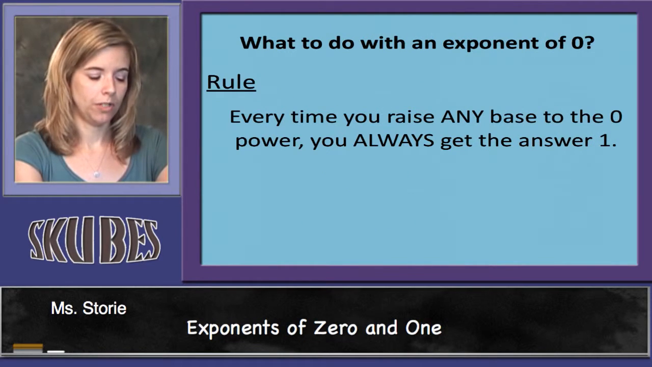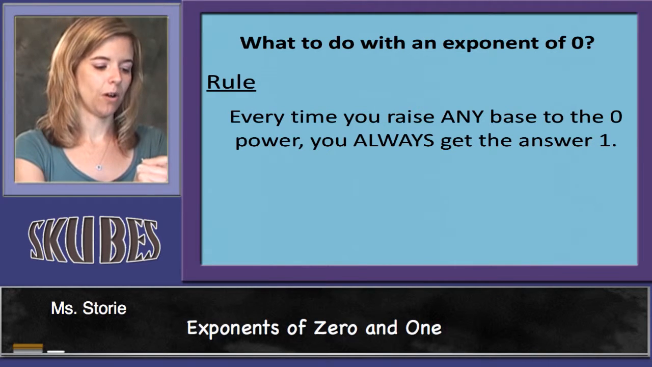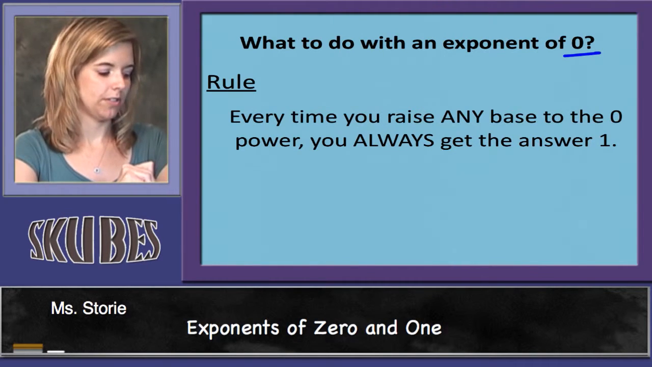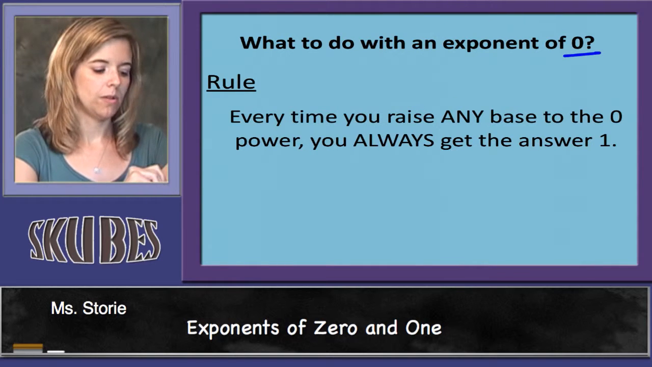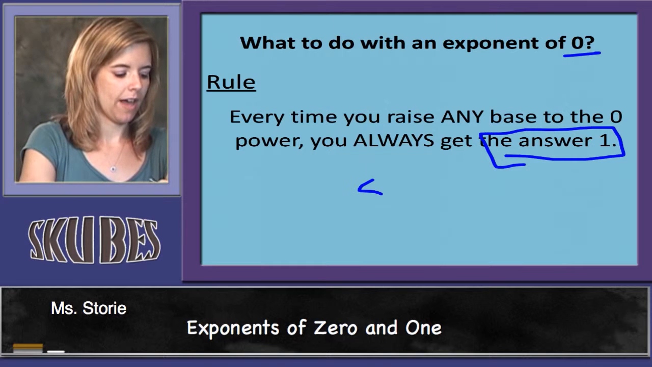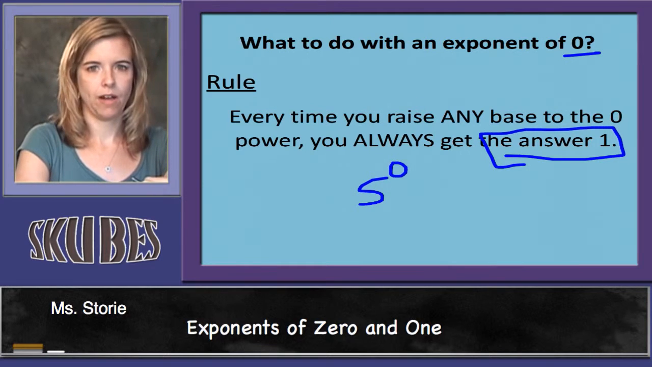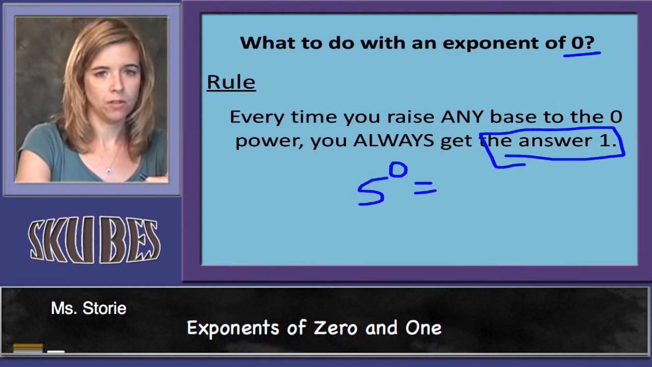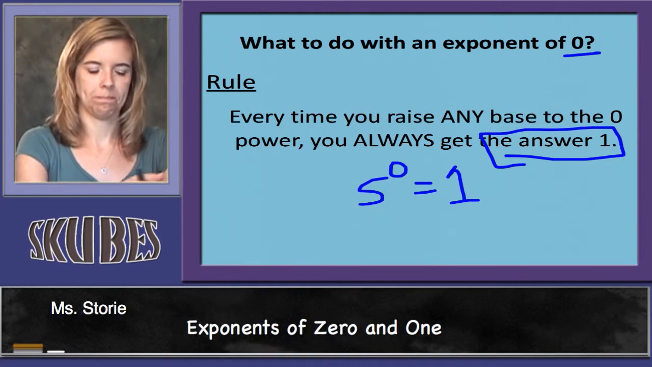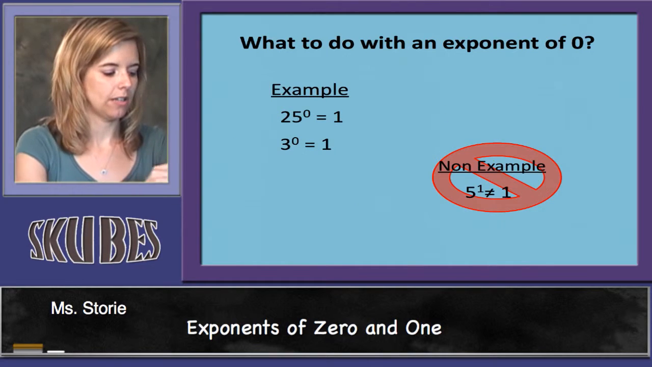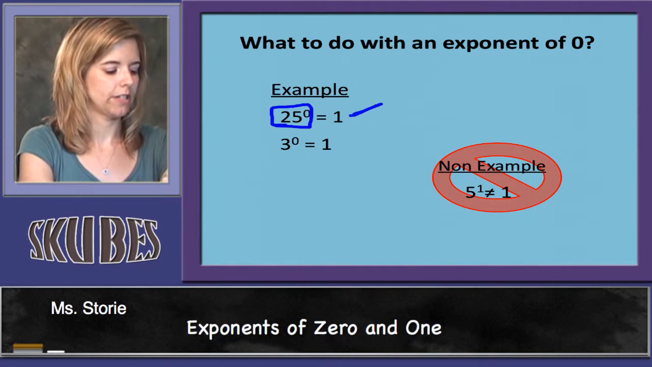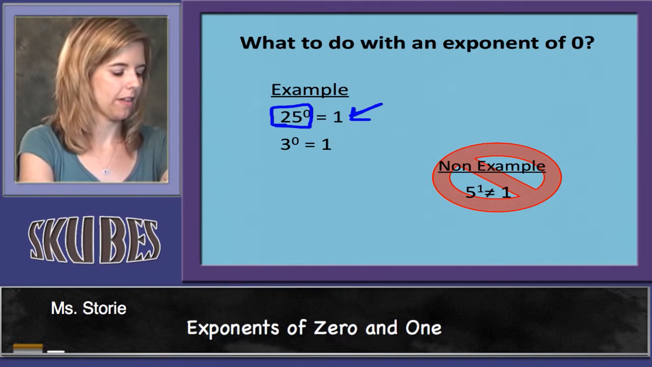Now, there is a rule when you have an exponent of 0. Every time you raise any base, the big number, to the 0 power, the little exponent, you will always get the answer of 1. So anytime I have anything raised to the power of 0, it doesn't matter what the numbers are, your answer is just going to be the number 1. So let's take a look. If you have 25 to the 0 power, look, there's your answer, 1. Didn't have to do any math.